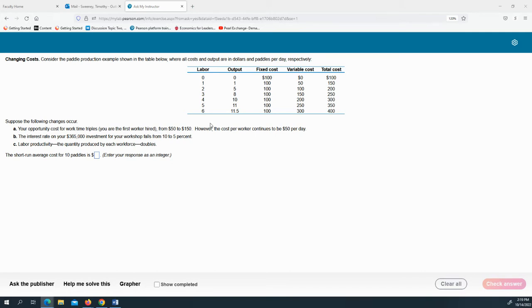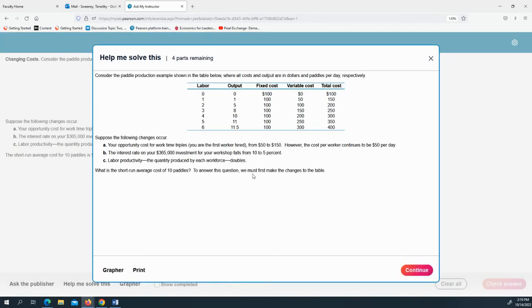Well, before all this stuff happens, the short run average cost of 10 paddles is just going to be the total cost divided by the quantity. So before all that happened, it would just be 300 divided by 10, and that'd be $30, right? But they're saying that these things are going to change with these three different things here. So let me use Help Me Solve This, like I said, just because it actually shows the change in the table. So we're starting out here.